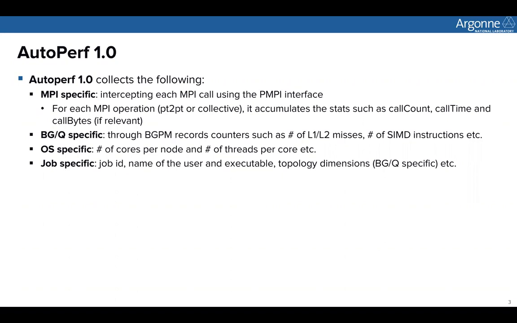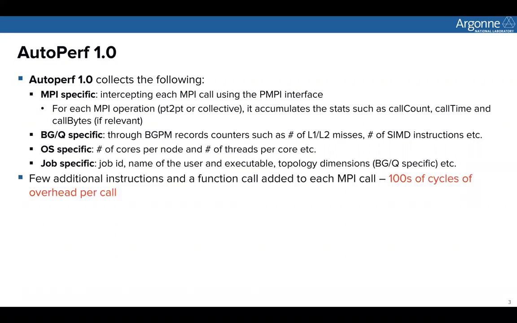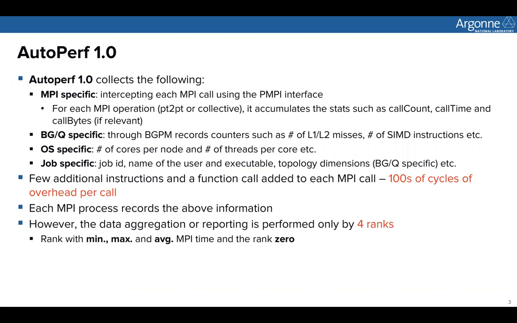So for an application, it collects this log for each rank for all these MPI operations. Then it does some summarization across all the ranks and reports data from a few ranks. From our measurement, these add up to a few hundreds of cycles of overhead. More details are in the Supercomputing 2018 paper.